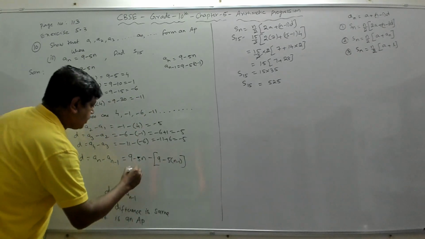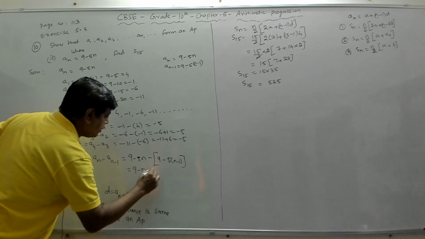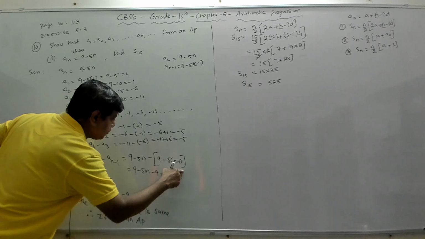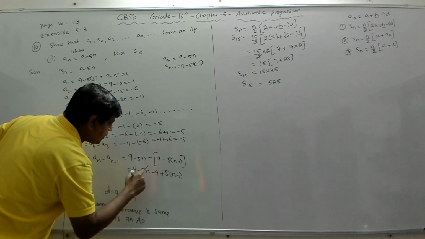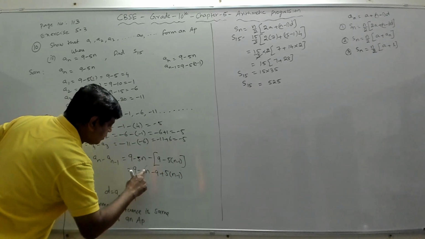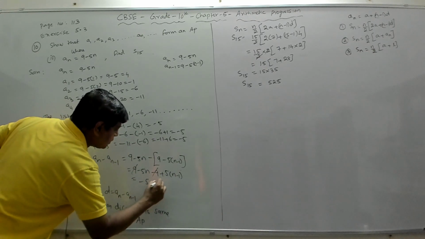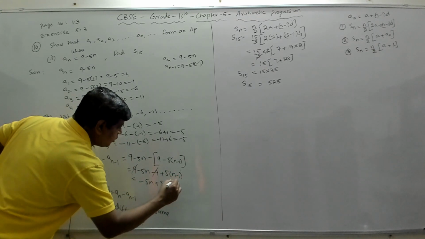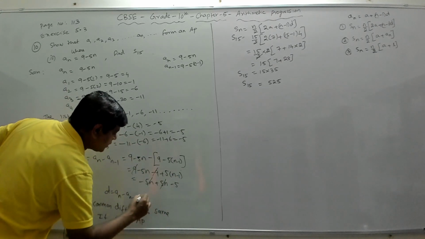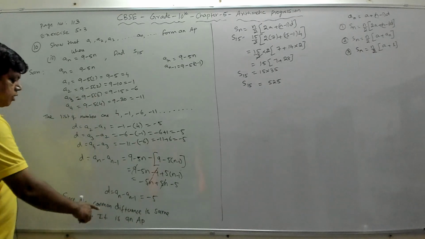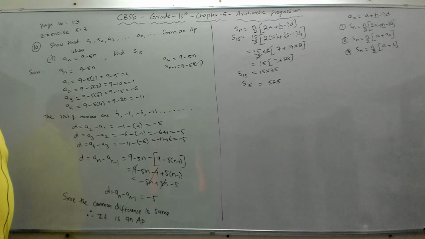Fine. So now we get 9 minus 5n minus 9 plus 5 into n minus 1. That becomes, 9 and 9 gets cancelled. You get minus 5n plus 5 into n is 5n. 5 into minus 1 is minus 5. So these two get cancelled. You get an minus an minus 1 as minus 5. So since the common difference is same, therefore it is an AP.